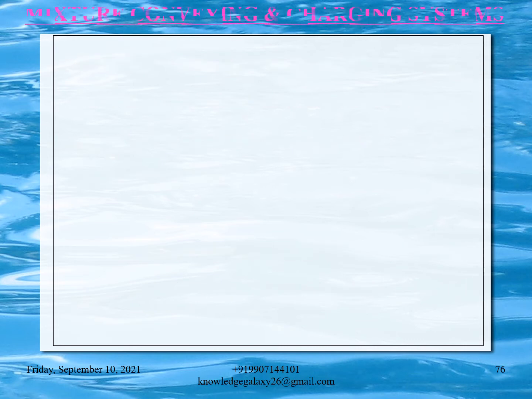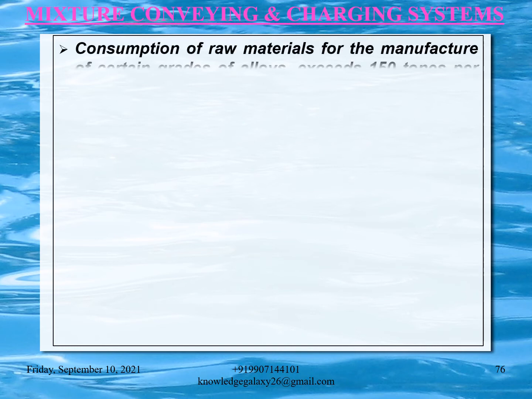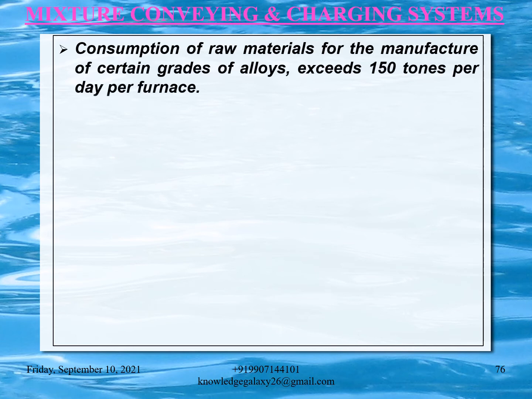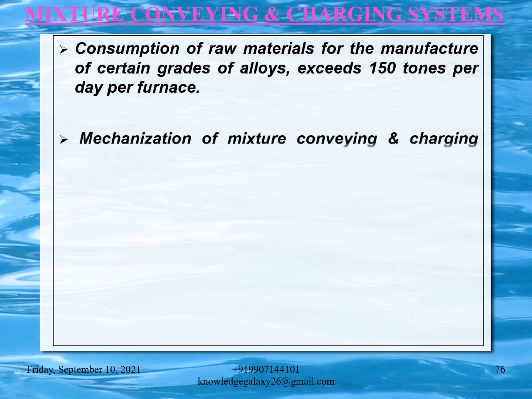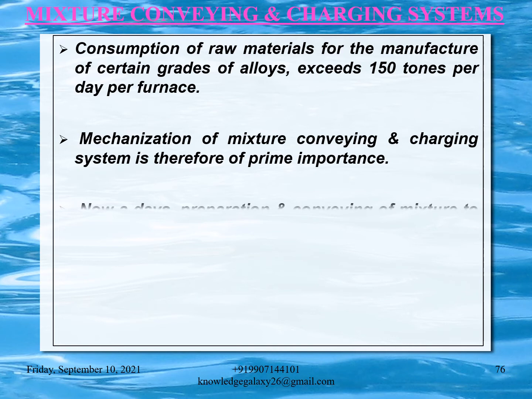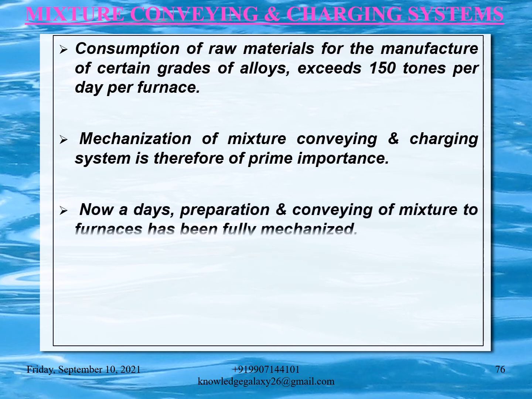So now I am going to discuss mixture conveying and charging systems. Consumption of raw materials for the manufacture of certain grades of alloys exceeds 150 tons per day per furnace. Mechanization of the mixture conveying and charging system is therefore of prime importance. Nowadays, preparation and conveying of mixture to furnaces has been fully mechanized.